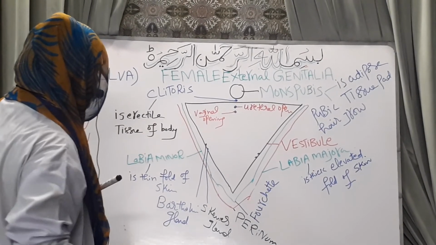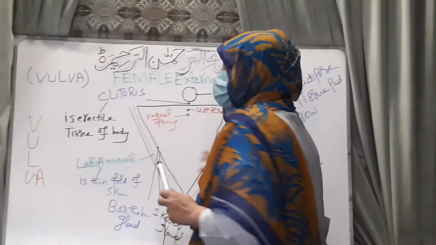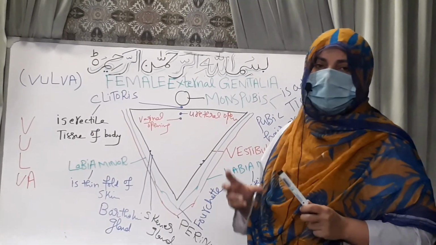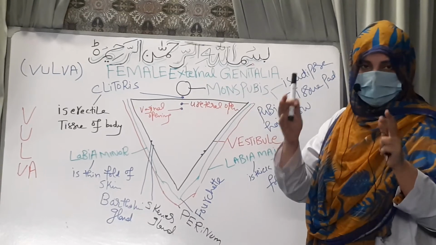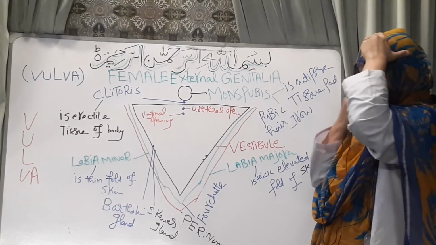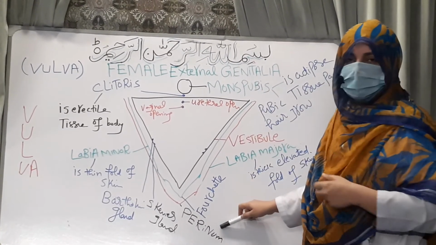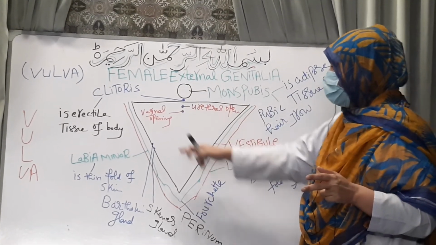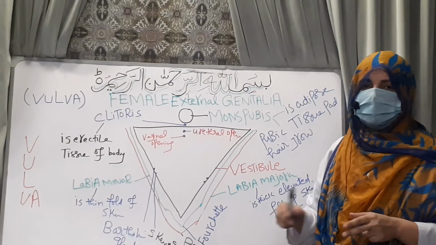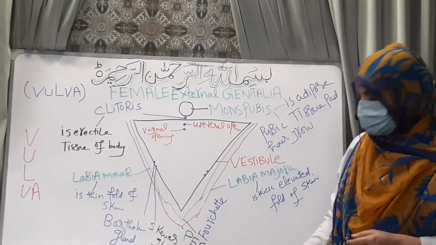Now I want to demonstrate the boundaries of the vulva. Anteriorly lies the mons pubis. Posteriorly lies the perineum. And laterally on both sides lies the labia majora.